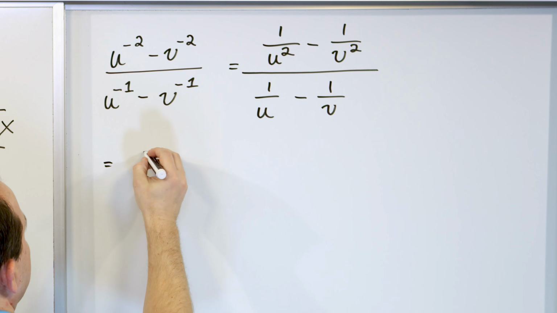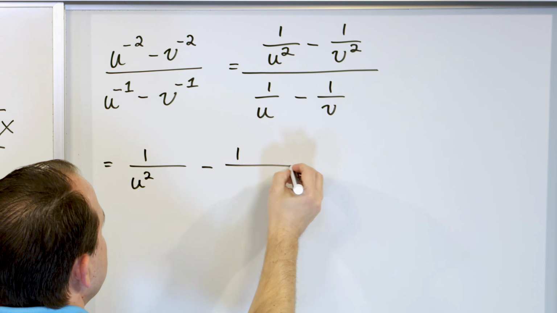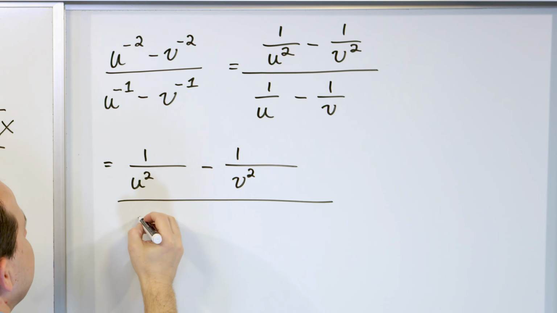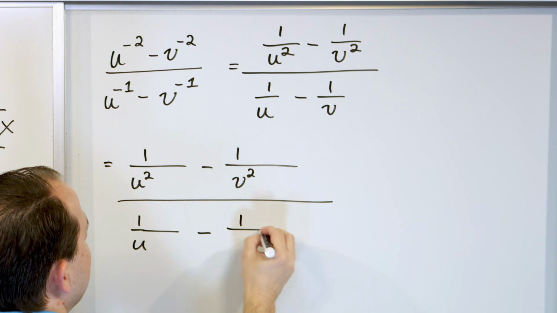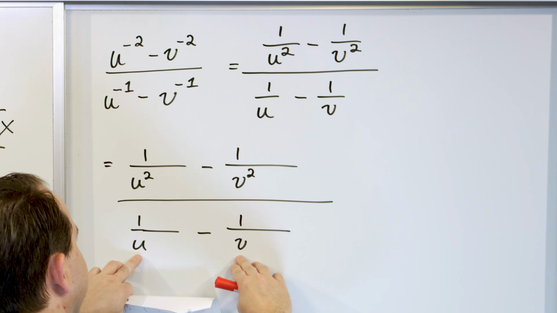Let's set it up. What we'll have is 1 over u squared, and I will leave myself some room, 1 over v squared, and I will leave myself some room. And then I have the large fraction. And then I'll have 1 over u, I'll leave myself some room here, minus 1 over v. So again, I can multiply a fraction by anything I want as long as I do it to the top and the bottom. Let's work in the bottom first.